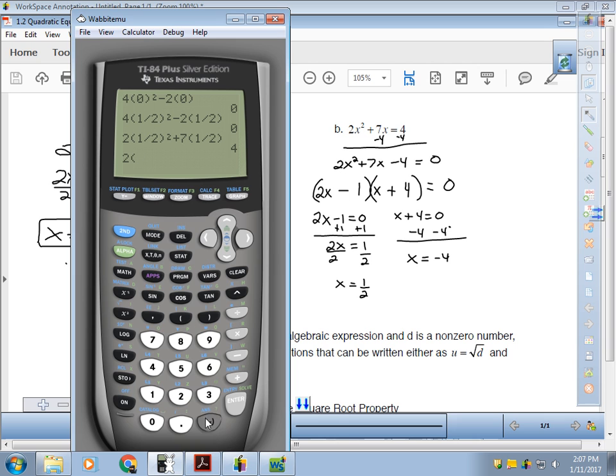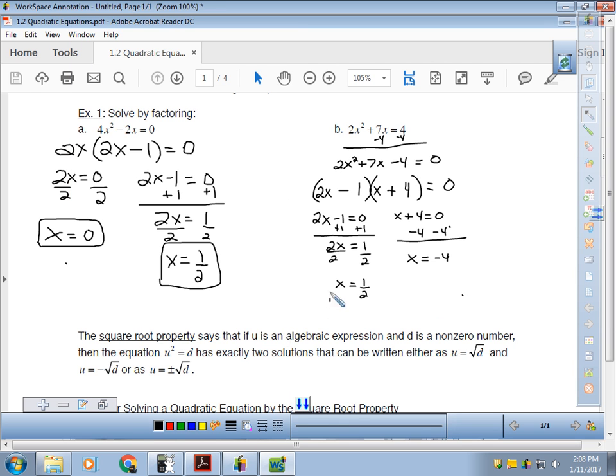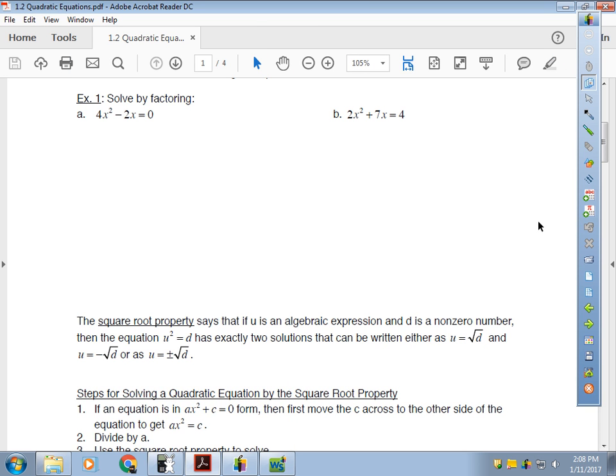2 times -4 squared plus 7 times -4. And that gives me 4 as well. So those were both good answers. So we can box them in. Alright, so there's those 2 answers. So that's factoring. Alright. We have another method that we're going to look at here.